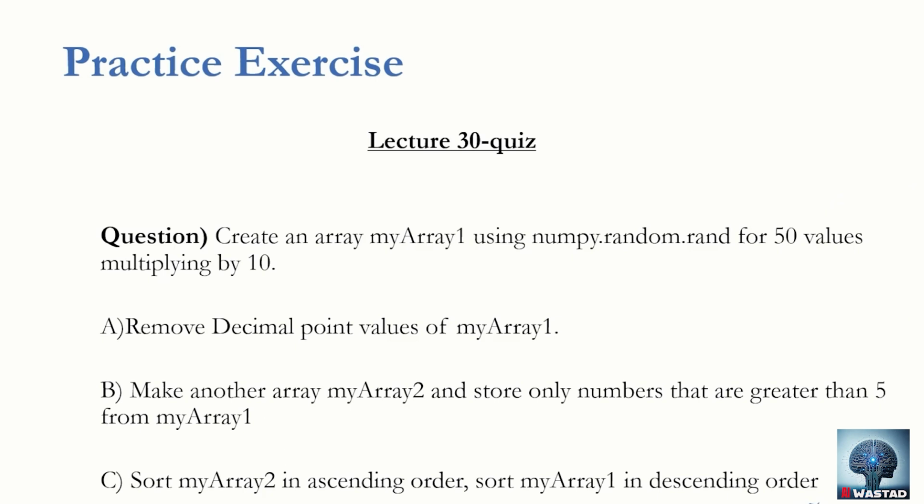By the end, you'll have two arrays, myArray1 and myArray2. Now we want to sort myArray2 in ascending order, and we want to sort myArray1 in descending order. So how can we do that? There can be multiple ways of doing that. Try it, and then we'll discuss it in the next video.